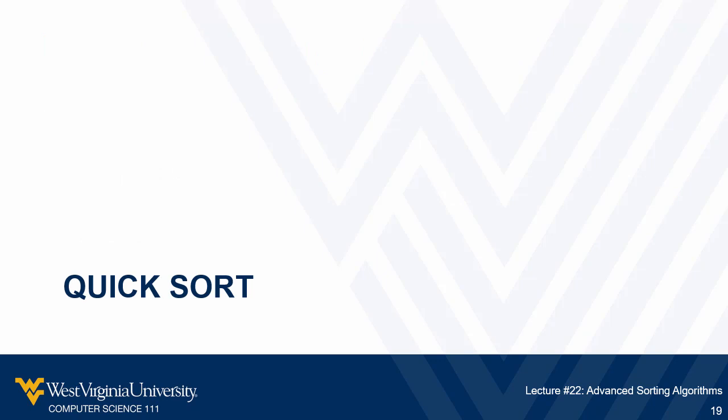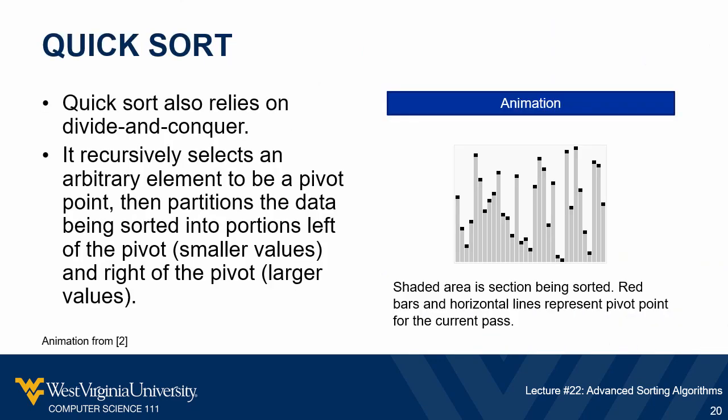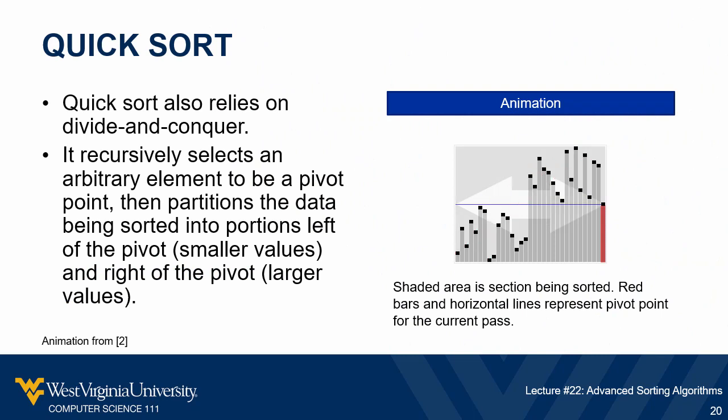The final algorithm that we're going to look at is quicksort. And this one is also a divide and conquer recursive style approach. This is not something that you'll normally see done iteratively. What quicksort does is it goes and just selects an arbitrary element. Doesn't really matter which one, but it's going to go and call that a pivot point.